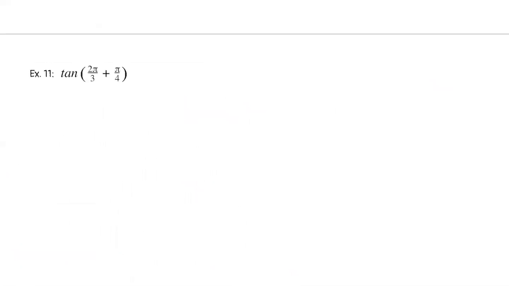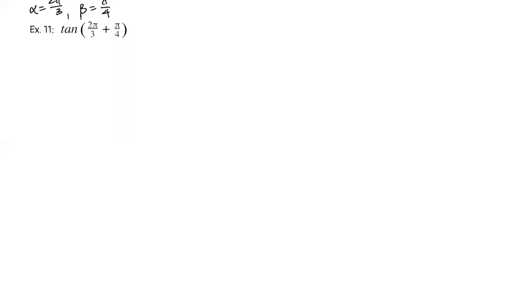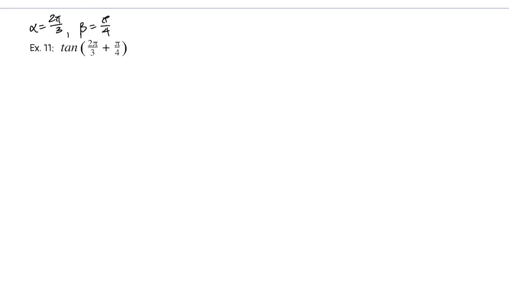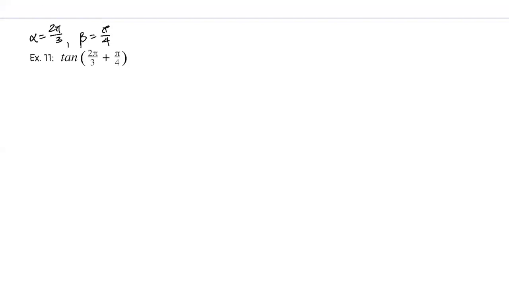Okay, let's take a look at example 11. Okay, so for example 11, we're gonna practice. We know that this version already gives us the alpha and the beta, right? We know from here that alpha equals 2 pi over 3 and beta equals pi over 4, okay? And what we're going to do is show both versions of the formula. We'll do the one that the textbook gives us first, and then we'll do the one that I sort of wrote in the other box, okay?